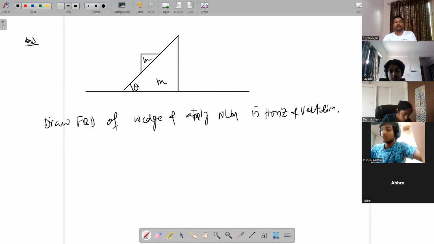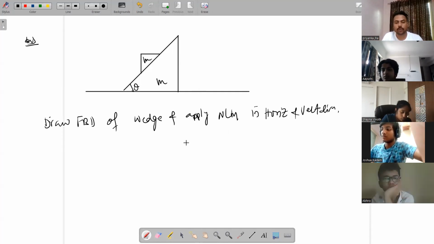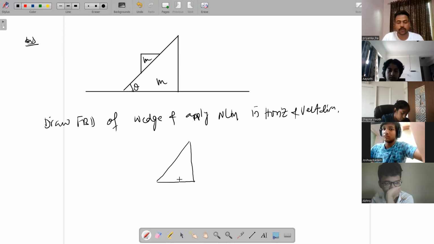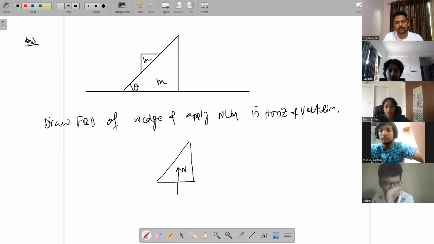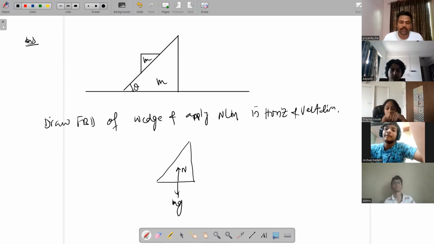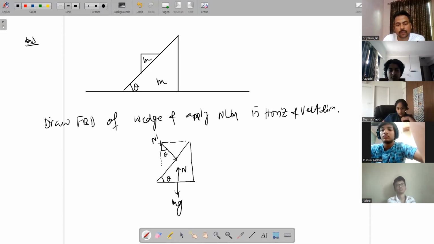See, if you draw an FBD, you'll come to know one thing. For the wedge, if I draw, first you understand. I'll give you time to write. This earth will apply some normal force, some weight, and this block will also apply one normal force, that is N1, suppose. This angle is theta. Now if you break this into components, if this angle is theta, so of course this angle is theta, and then 90 minus theta.